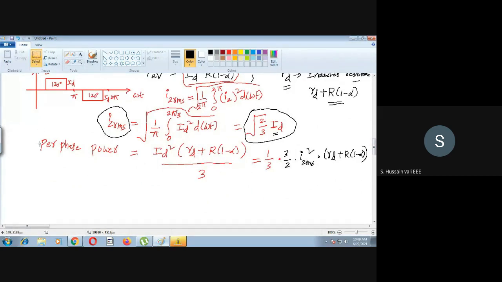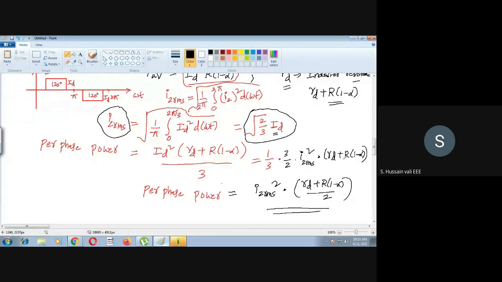The per phase power is equal to 1 by 2, I2 RMS square into RD plus R into 1 minus alpha by 2. Yes, this is the per phase power we got.